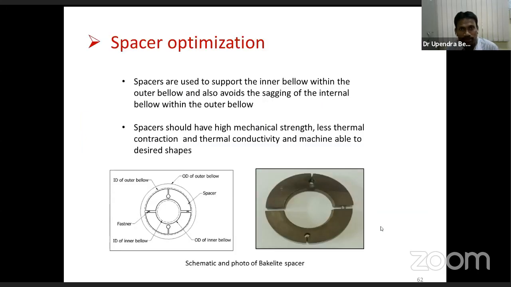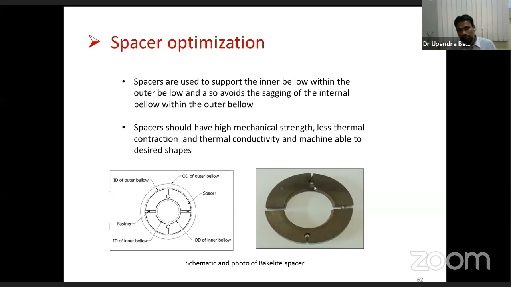The spacers are used to support the inner bellow within the outer bellow, and they should have high mechanical strength, less thermal contraction, and less thermal conductivity, and should be easily machinable. So we have selected Hylam spacers here, that is Bakelite, and the trade name is Hylam. This is the spacer design: the ID of the outer bellow, and this is the OD of the outer bellow, and you have the spacer in between.